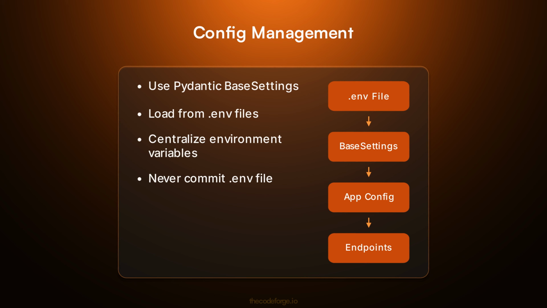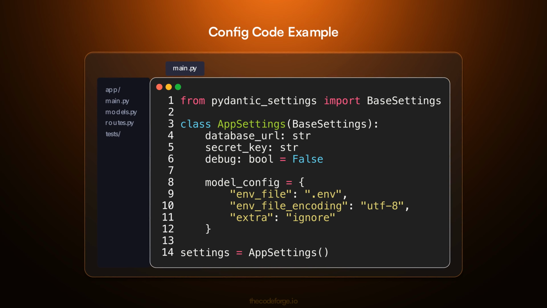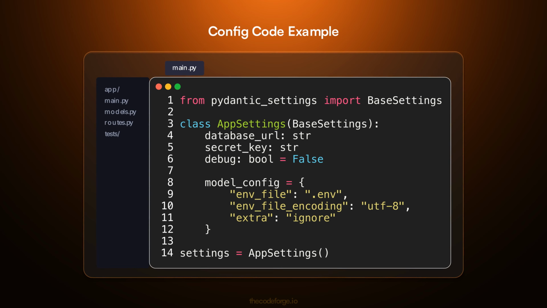I've seen projects crumble because someone hard-coded a database URL into the code. FastAPI's BaseSettings from Pydantic makes this literally a one-liner. You define a class that inherits from BaseSettings, declare your environment variables with type hints, and it automatically loads them from env files or environment variables. This AppSettings class loads database_url and secret_key from an env file. The model_config specifies the env file and encoding. Access settings.database_url anywhere in your app.